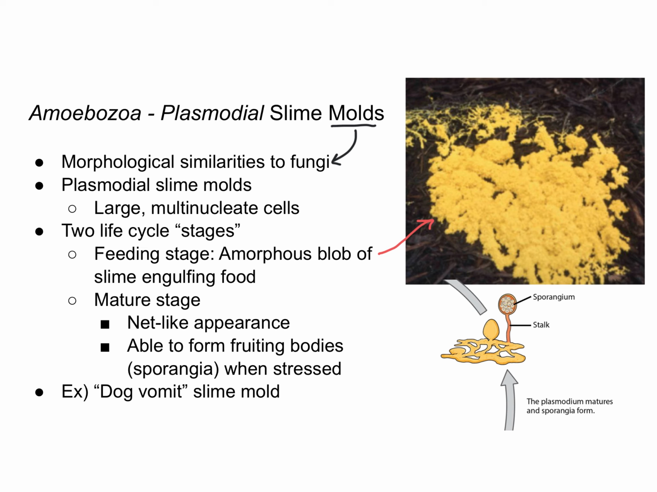And this is actually known as the dog vomit slime mold, and you can see that it looks kind of like dog vomit. When it's in the mature stage, it takes on this net-like appearance that can form these fruiting bodies, which are called sporangia. So sporangium right here is singular, and this is the net-like kind of base to it.